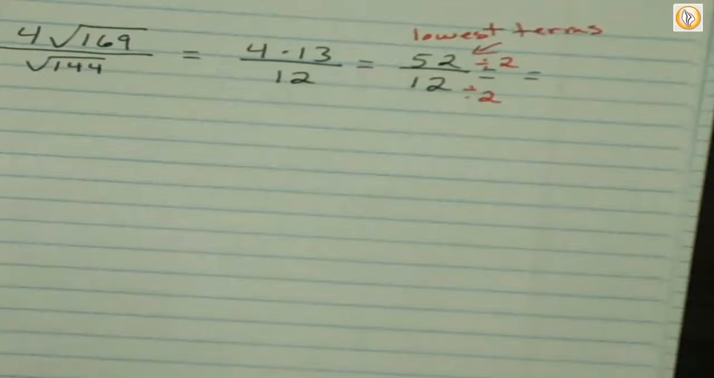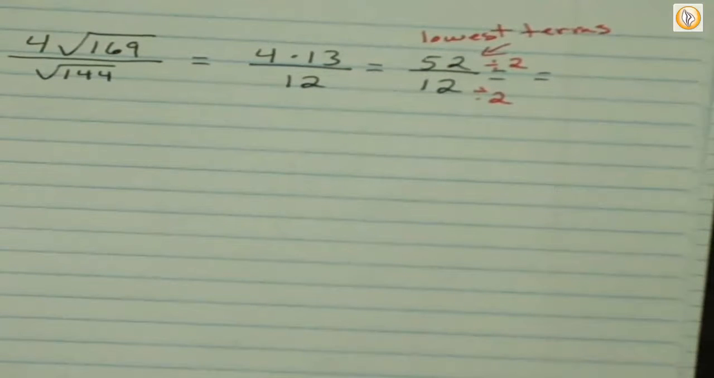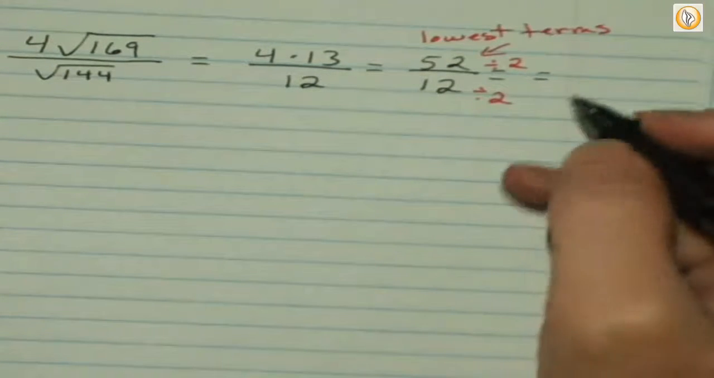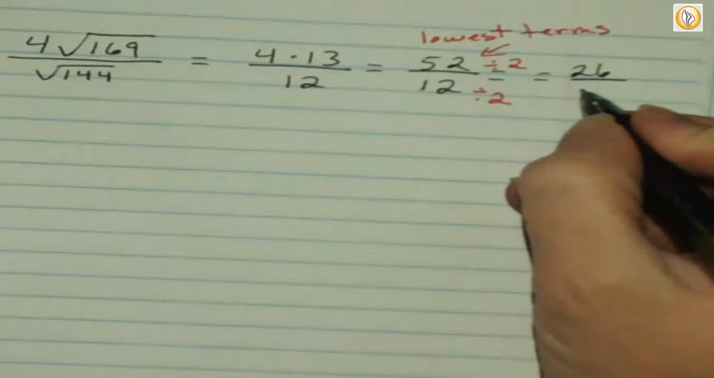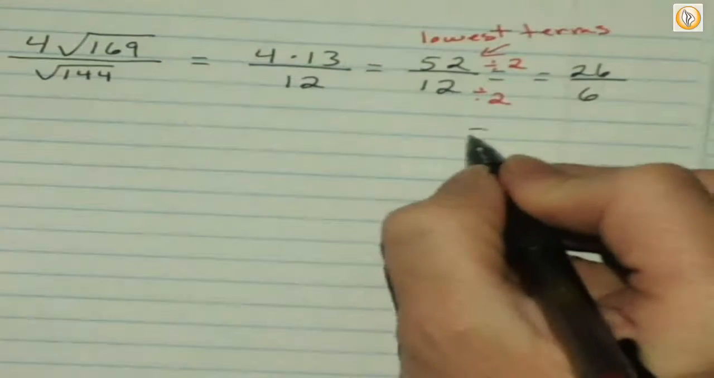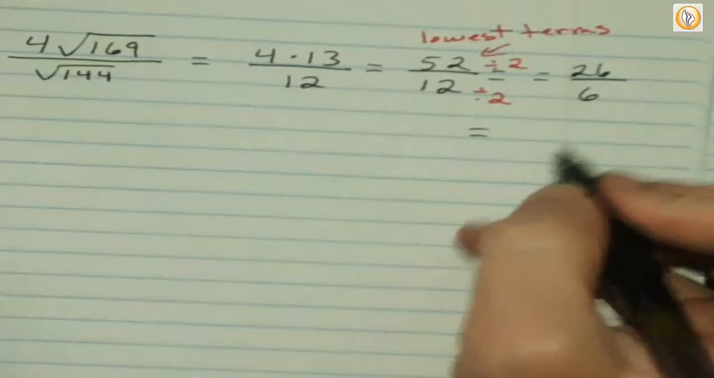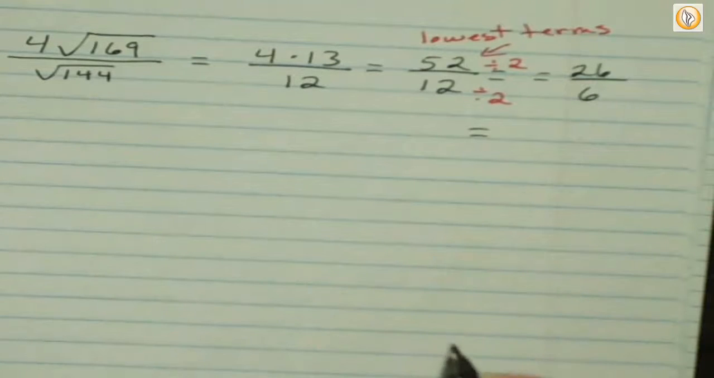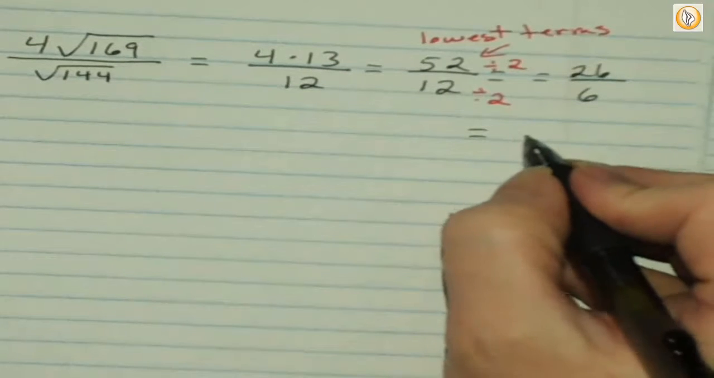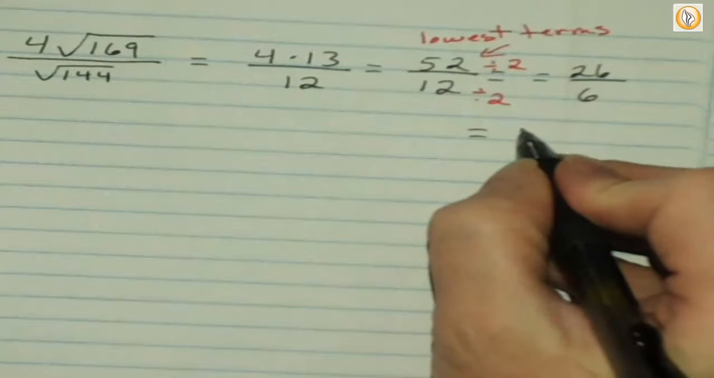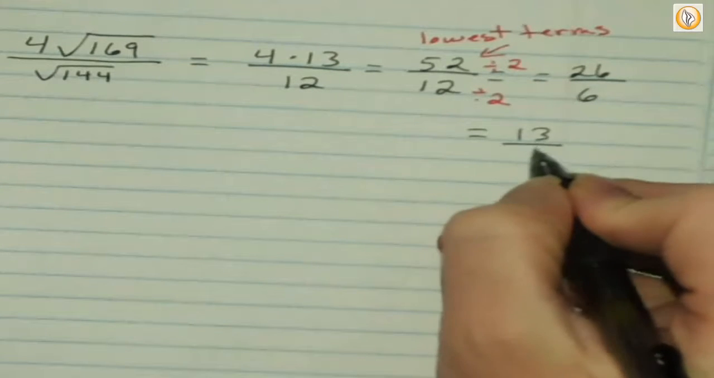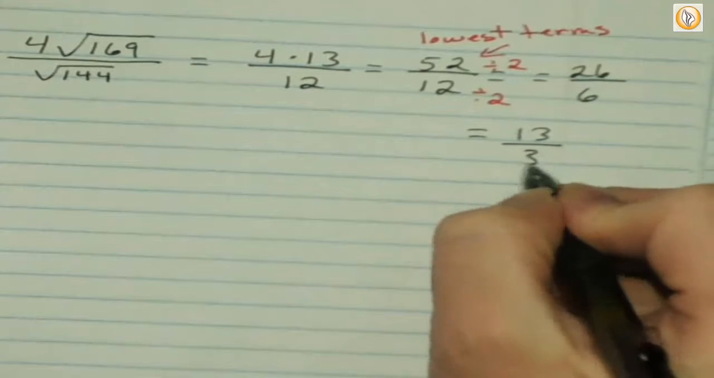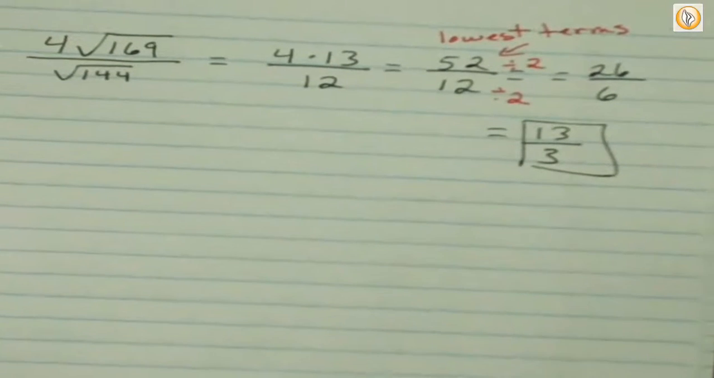Brainwave activity? That's right. All right, 52 divided by 2. 26. And 12 divided by 2. 6. All right, so we have to do it again. I divide them both by 2 again. 26 divided by 2 is 13 over 3. And there's your answer. Any questions?